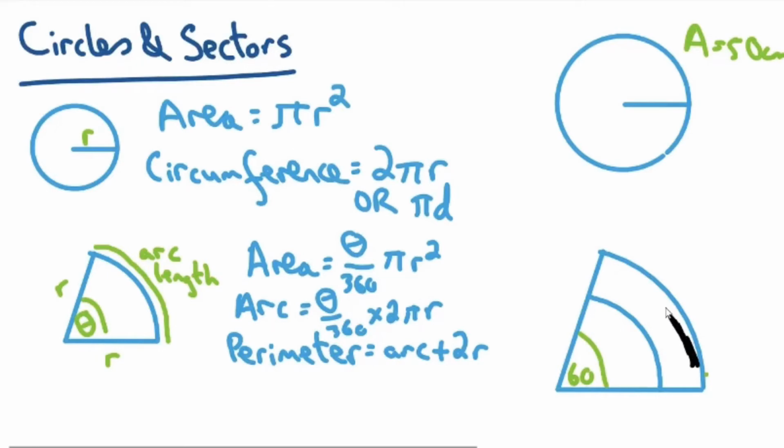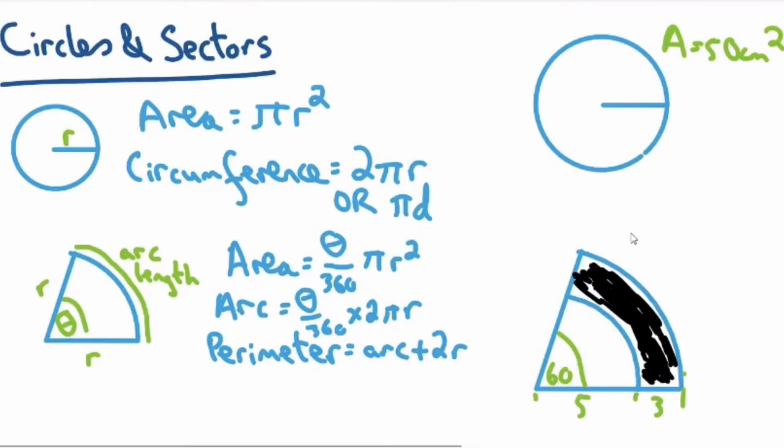To make this a shaded area here, if you need to just double check on how you work out shaded areas of compound shapes, check out the video on that as well. This length here specifically is then going to be 5, and this length here is going to be 3. Can you work out the perimeter of the shaded region? Count what the perimeter of the shaded region is going to be.